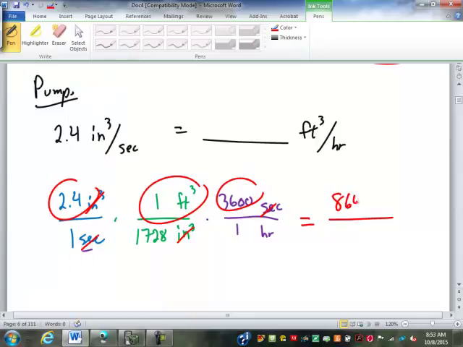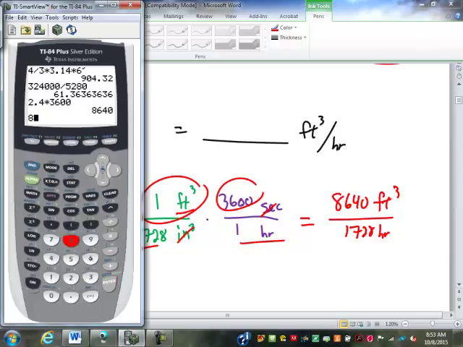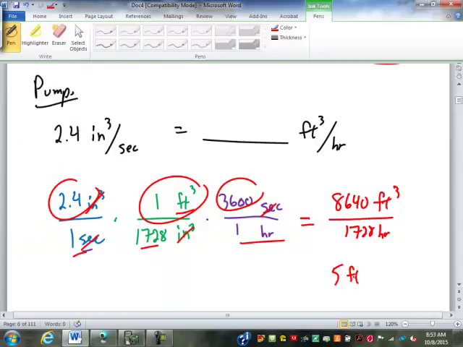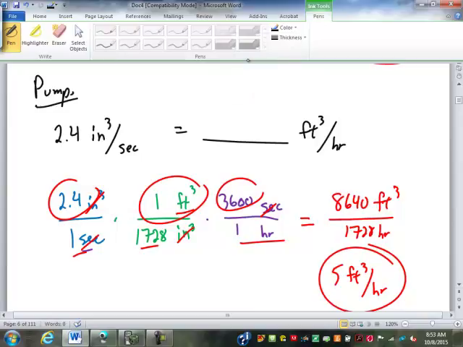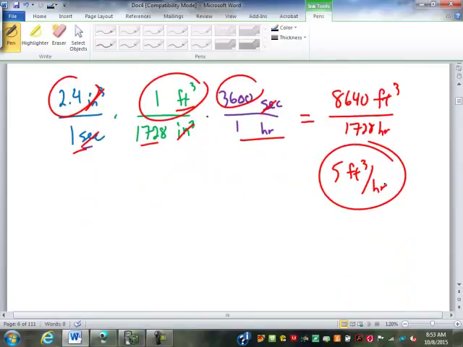$86.40, and the only unit up there is cubic feet. On the bottom, 1 times 1728 times an hour, that's 1,728 hours. 86.40 divided by 1728 is 5 cubic feet per hour. By the way, that is very, very poor. Usually most pumps are between 5 and 12 CFM, which is cubic feet per minute. So a siphon hose would run a lot faster than that, just so you know.